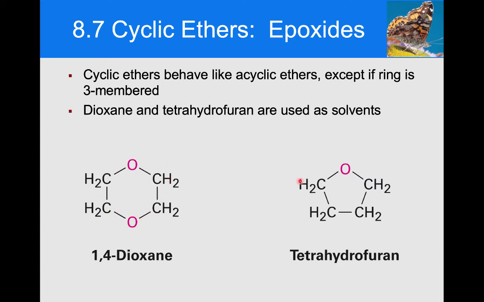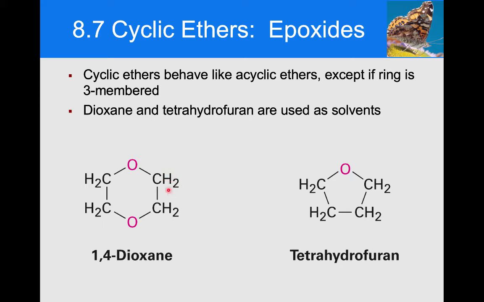When the cyclic ether is a 5, 6, 7, or 8 membered ring, the chemical and physical properties of cyclic ethers mirror the chemical and physical properties of acyclic ethers. What that means is that these molecules are generally unreactive, which is why they're commonly used as solvents. 1,4-dioxane is a common solvent. Tetrahydrofuran is a common solvent. And because they're unreactive, they're used in a number of different reactions.